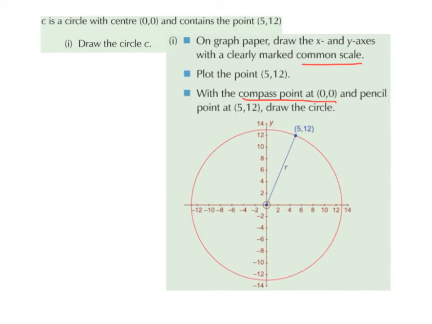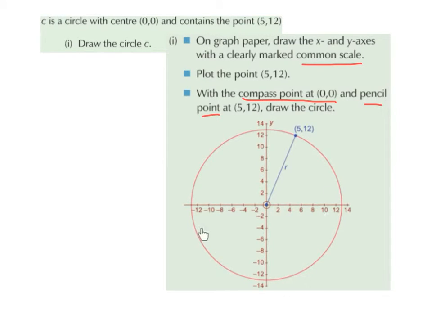And then we put our pencil point at 5, 12, which is here. We then draw the circle. So with our compass point at 0, 0, we rotate our compass all the way around until we get back to the original point.